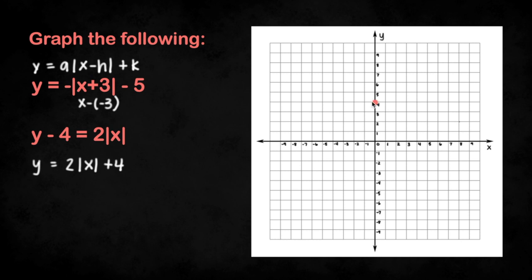Now we can look at the value of a, which in this case is 2. This shows that the slope of the graph is 2. We will graph a line with a slope of 2 anywhere to the right of the vertex, while we also graph a line with a slope of -2 to the left of the vertex to make an accurate graph of absolute value.